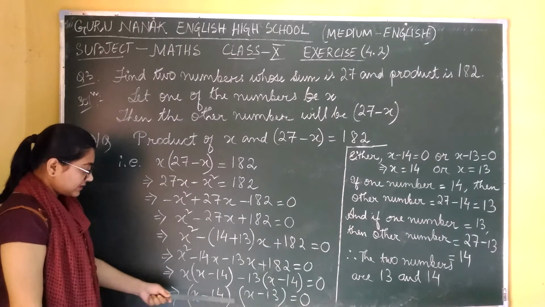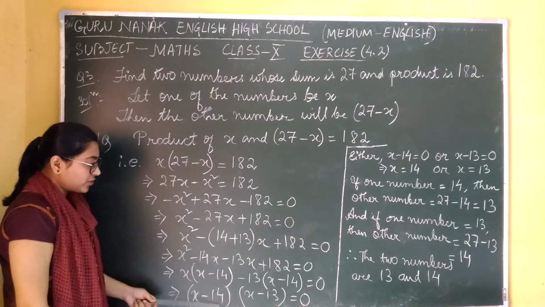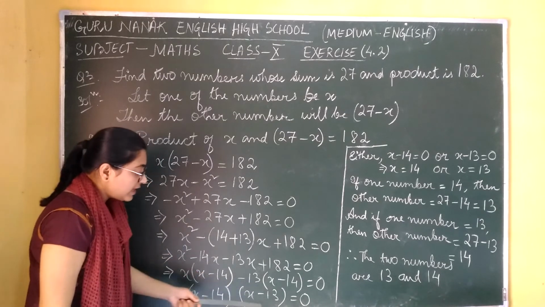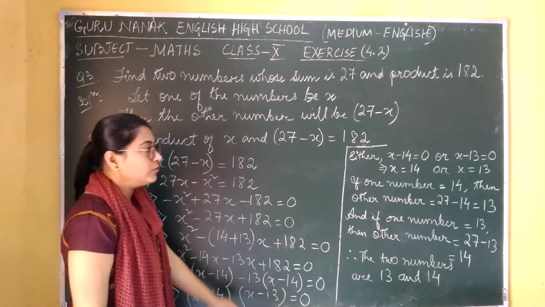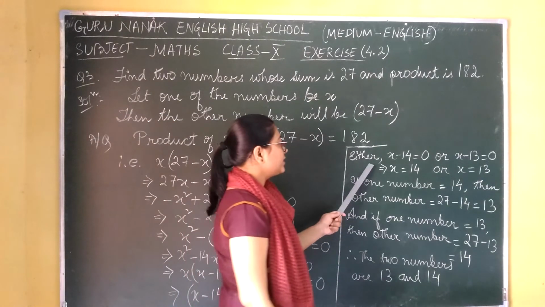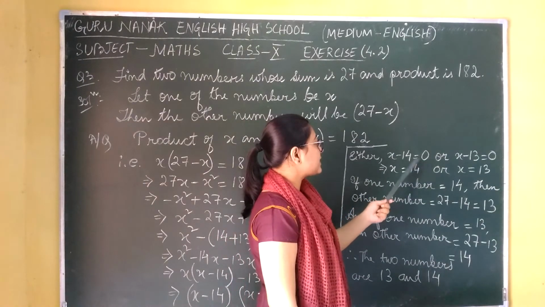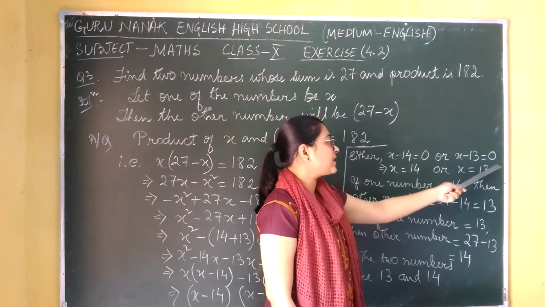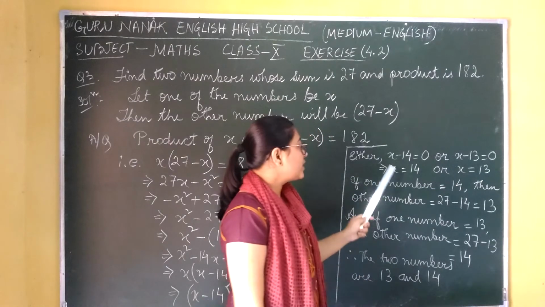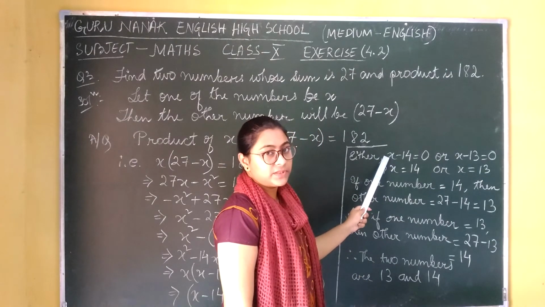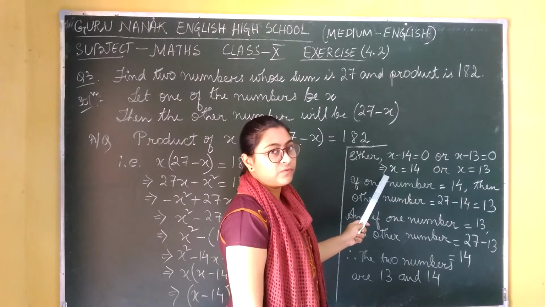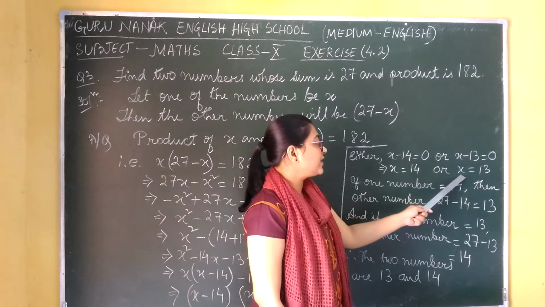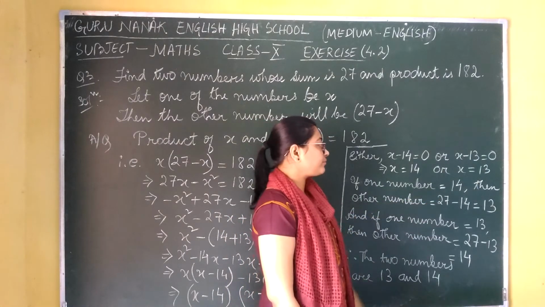Now we can say that either x minus 14 is equal to 0 or x minus 13 is equal to 0. Now if we equate this with 0, we will get the value of x to be 14, and from here the value of x will be 13.